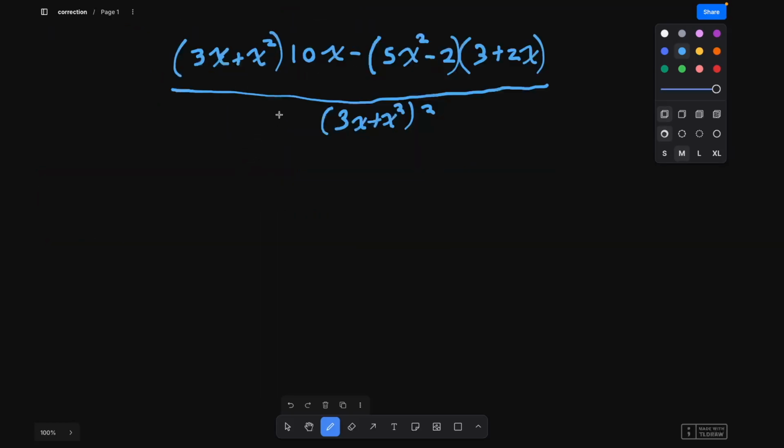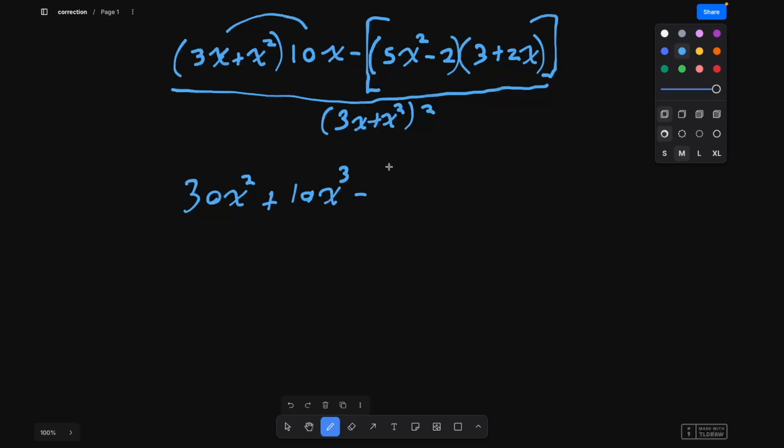So at this point in the simplification, I had made a mistake. And ironically, that was because I did not use brackets around this part that we're subtracting, which meant that I did not distribute this minus sign when simplifying. So to simplify this, we have 3x times 10x, that's 30x squared, and then x squared plus 10x, that's plus 10x cubed.